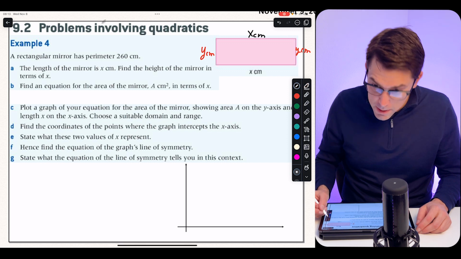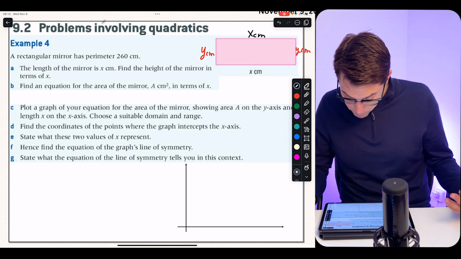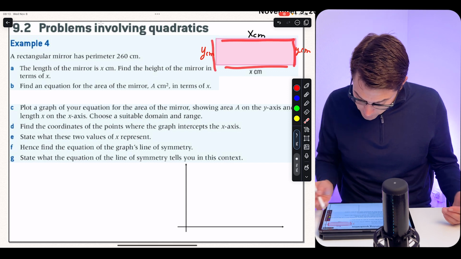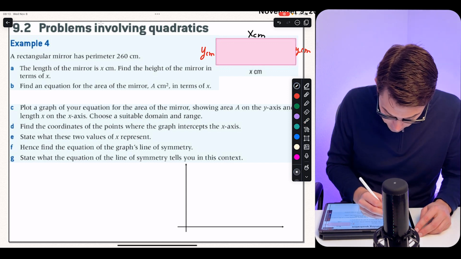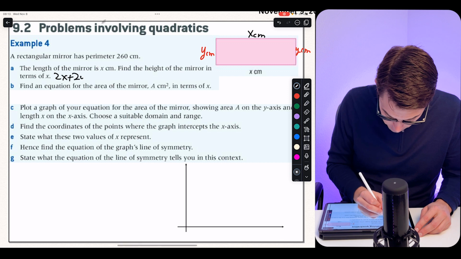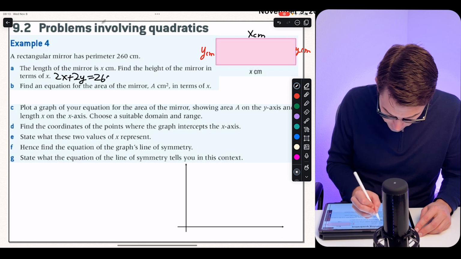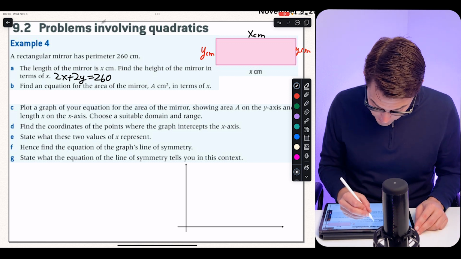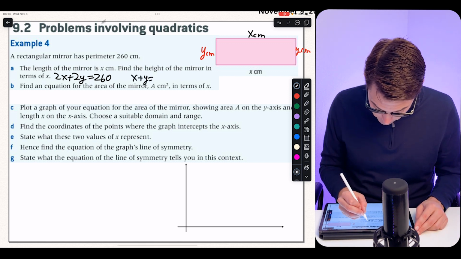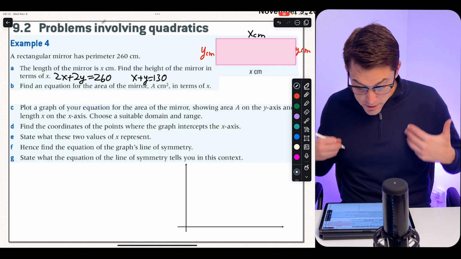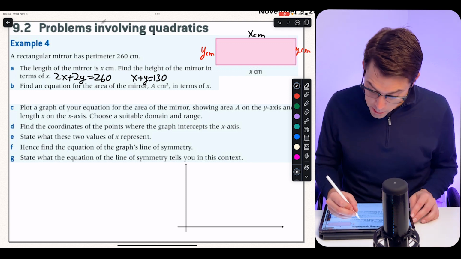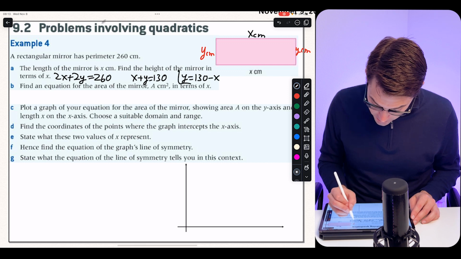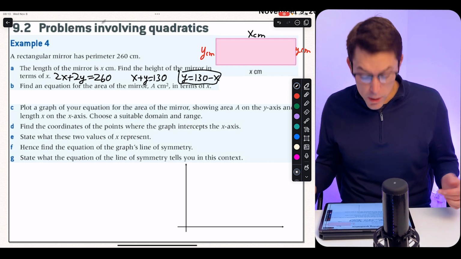Okay, so what that's going to mean is that, if we look at the perimeter, what is that? That's going to be x plus y plus x plus y. And another way to write that is 2x plus 2y equals 260. So if I wanted to factor out that 2 or divide each side by 2, I could simplify this to x plus y equals 130. And I want this equation in terms of x, so I'll have y equals 130 minus x, and that is going to be my equation.